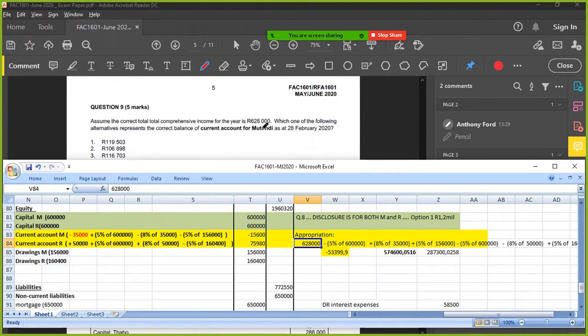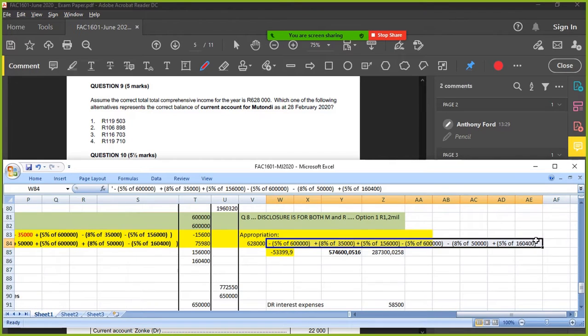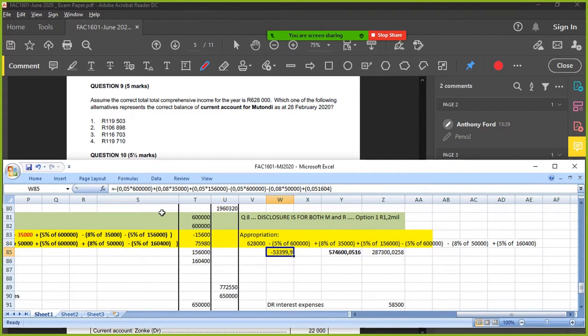What number is this? Number 9. Okay, assume the correct total comprehensive income for the year is. Okay, so I've got that, 62800. Okay, I'm subtracting the interest. I'm adding that portion. I'm subtracting. This should be adding. Yeah, it is adding. Okay, it's adding that bit. Okay, great. Minus this, yes. Minus that, yes. Plus that, yes. Happy with that. Okay, and then all of that should be here.